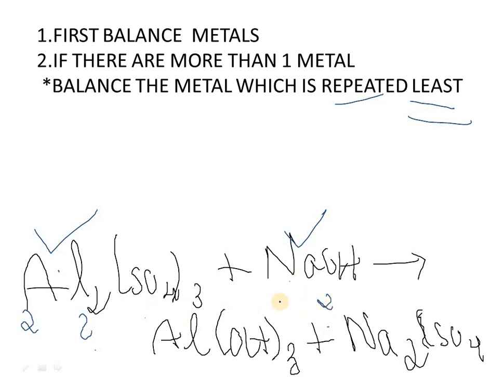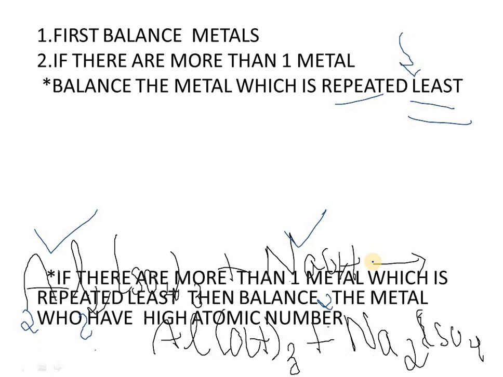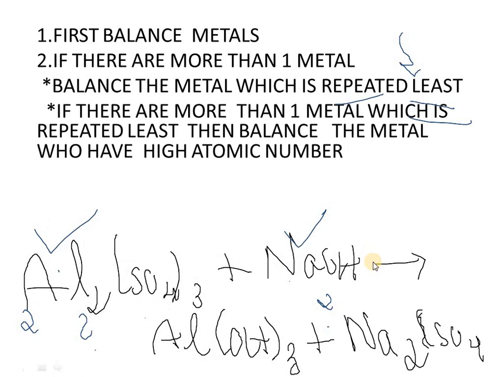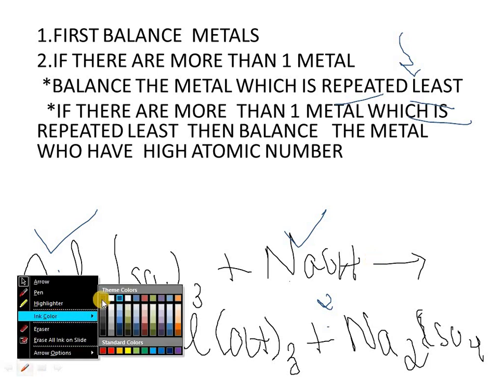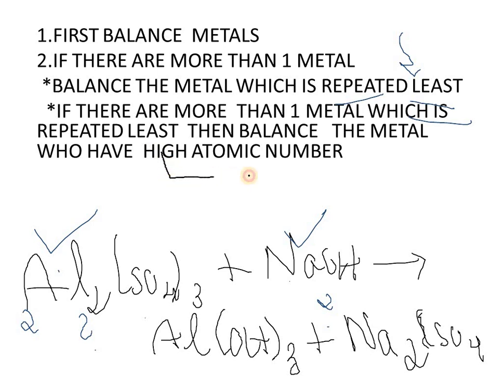See, both of them are repeated the same number of times. Both of them are repeated at the least. So from this aluminium and sodium, what should we choose then? Then we have to choose that metal which has the high atomic number. Now since I have already made a video on how to remember the atomic number, I can easily say that aluminium has an atomic number of 13 and sodium has an atomic number of 11.